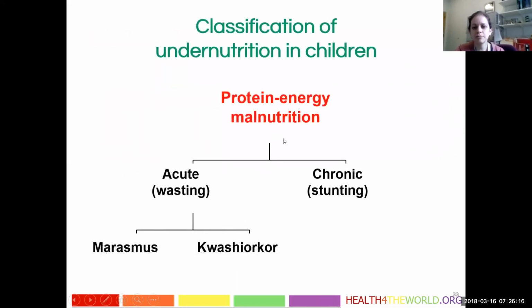So you have protein energy malnutrition, you have chronic stunting, acute wasting, and then within wasting, you can see marasmus and kwashiorkor. And that's the old way we talked about it. Now we think there's overlap. We're not using these terms as much as just wasting, and wasting with edema or without edema.